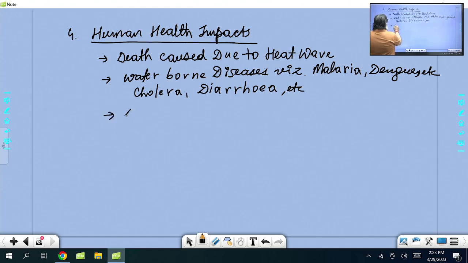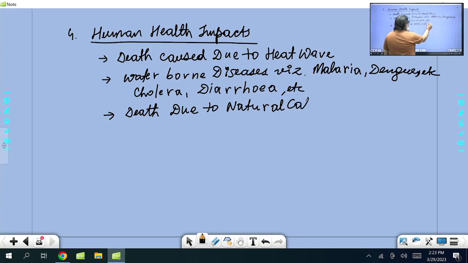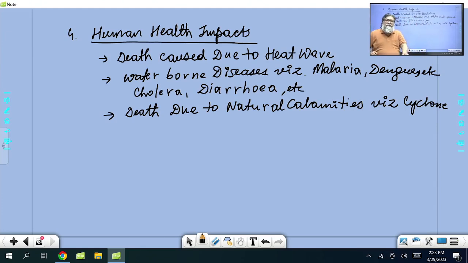Again here, death due to these natural calamities which are triggered because of climate change. Let's say, for example, cyclones. Sundarban Delta gets affected by cyclones every year, and those people who live in the coastal area, either they will lose their life or they will be suffering with some kind of problem, even economic loss can happen there, right?